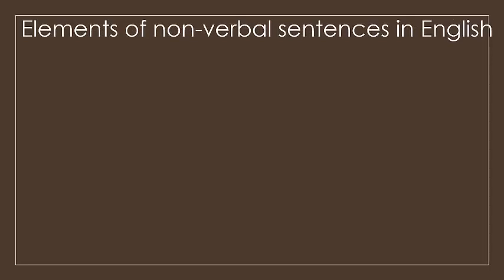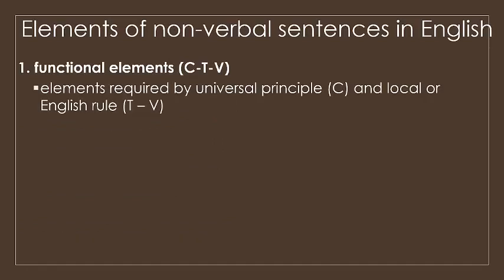Now let's see what we have talked about. These are the elements of non-verbal sentences in English. First, we have functional elements, the C, T, V. So in English, we have elements which are required by a universal principle, C. Every sentence is a CP. And then we have the local or English rule, namely that every sentence should have a T and V.